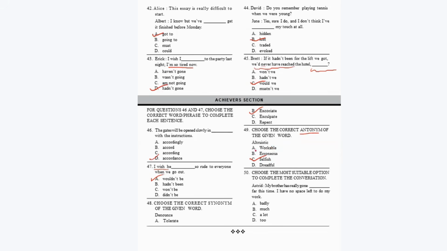Now comes the last question of this paper. Choose the most suitable option to complete the conversation. Astrid: my brother has really gone dash far this time. I have no space left to do my work. So here, "far this time". So how far? You need an adverb of degree here. So the correct answer for this would be my brother has really gone too far this time. So it's option D, the correct answer for this question.